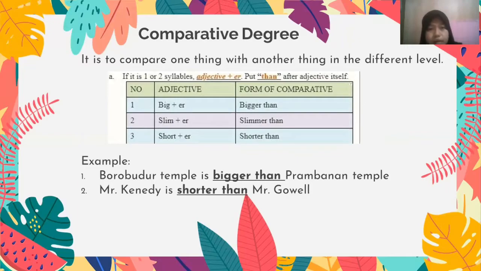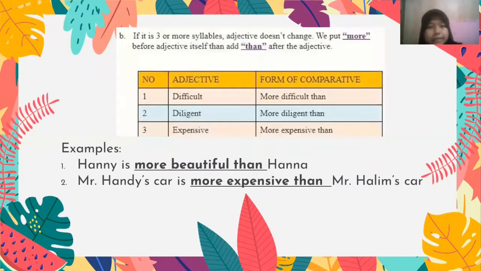Second, comparative degree. It is to compare one thing with another thing in a different level. Rule A: if it is one or two syllables, adjective plus er, then put than after the adjective itself. Example: Borobudur Temple is bigger than Prambanan Temple. Mr. Kennedy is shorter than Mr. Goel. Next.